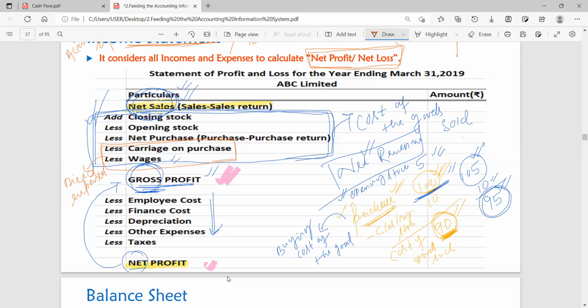In certain cases they are to be included in the purchase value. So if we redefine the purchase, purchase would be the buying cost of the good plus direct expenses.